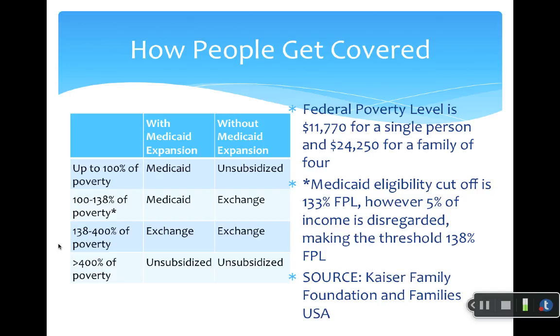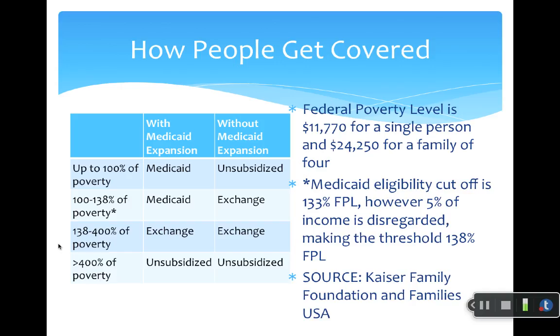So if you live in a state like Connecticut that expanded its Medicaid program, their Medicaid program was expanded to include 138% of the federal poverty level, so that you would have eligibility through the Medicaid program at that level. Between 138% and 400%, you are eligible to purchase health insurance through a health insurance exchange and have access to a subsidy that will cover part of your health insurance premium.